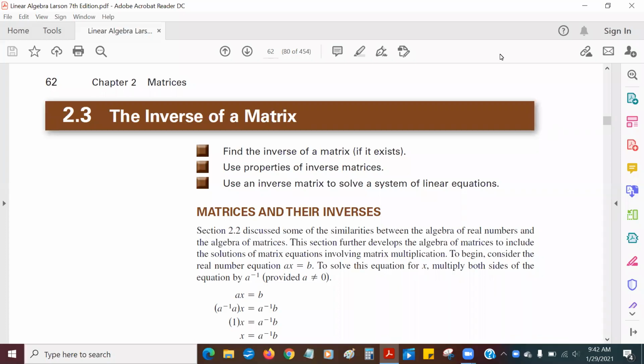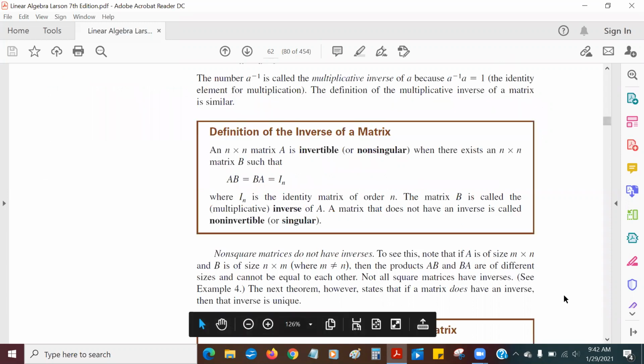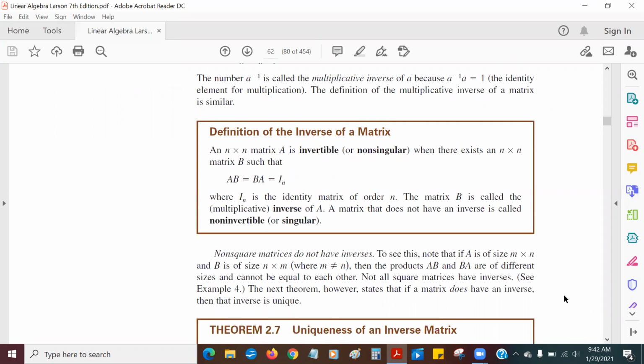Hello, everybody. And now we're doing section 2.3, the inverse of a matrix. The inverse of a matrix means, similar to what you would think, that if you have a matrix A, the inverse would be another matrix B, such that if I multiply A times B, I get the identity matrix, or if I multiply B times A, I get the identity matrix. Now, inverse matrices can only work if it's a square matrix. If it's not a square matrix, we don't talk about inverses.